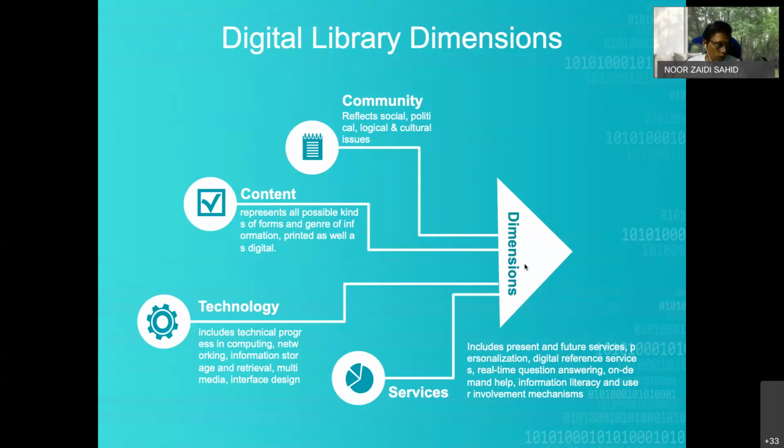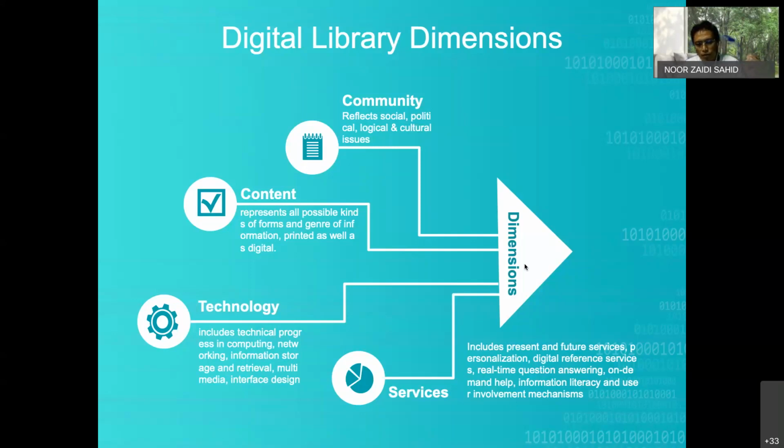About their storage. Storage, the server, host ke, client ke, storage dalam bentuk apa, dalam bentuk cloud ke, dalam bentuk server ke, dan bagaimana retrieval, storage and retrieval process. What about multimedia collections and the interface, adakah interface sesuai untuk masyarakat.